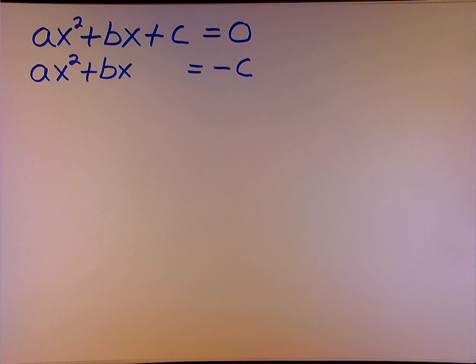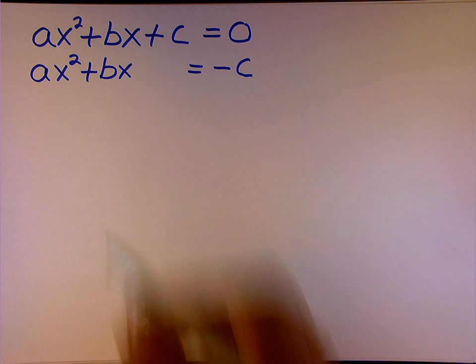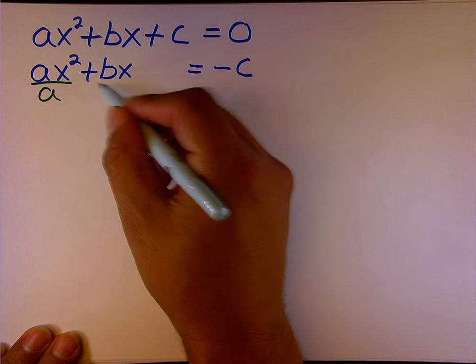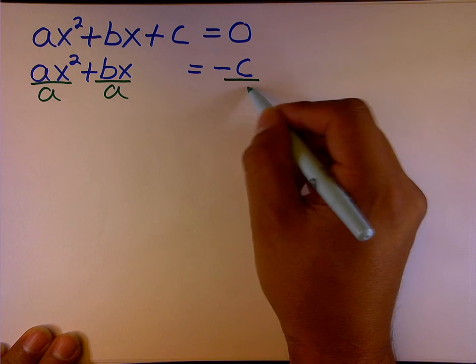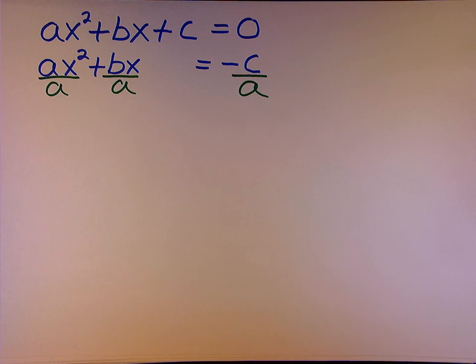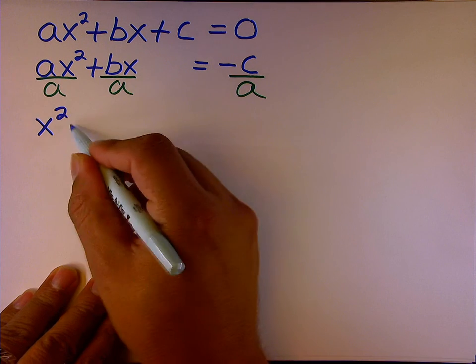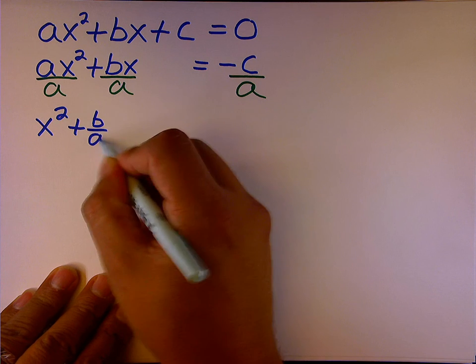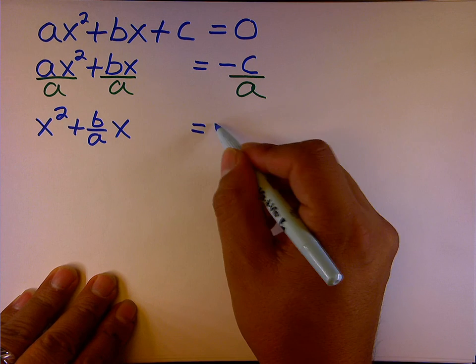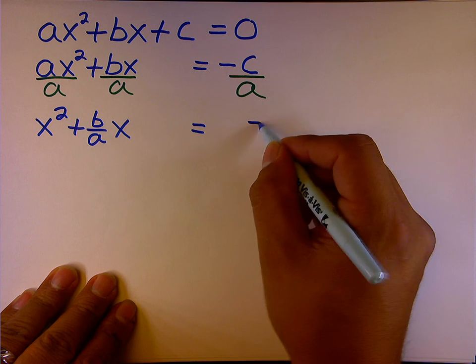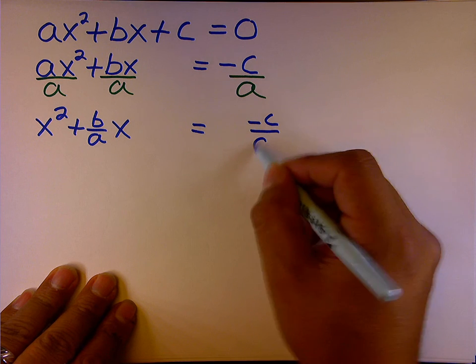The next step in completing the square of this object is to get rid of the a that's in front of the x squared. To remove that a, it's connected by multiplication. I will break that multiplication with division, which means I will divide each and every object by a, leaving me with x squared plus b over a x equals negative c over a.